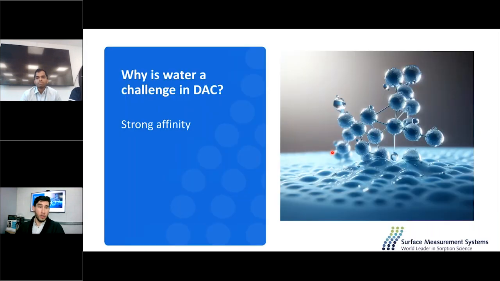Why is water a challenge in direct air capture? So first, it has really strong interactions. It's a liquid at room temperature, while CO2 condenses at -80°C. The enthalpy of vaporization of water is high, so through a combination of dipole moment and hydrogen bonding, it stands at around 44 kilojoules per mole.